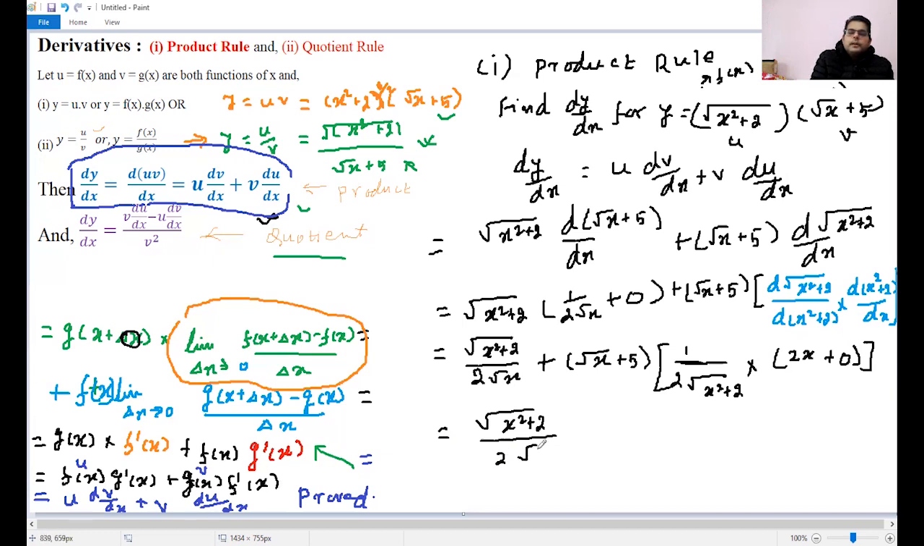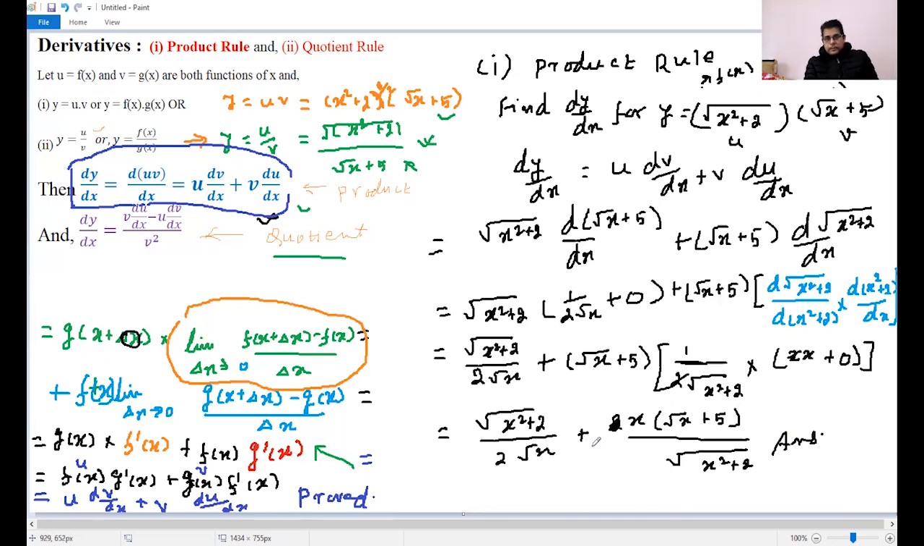This is 2 root x, and then plus, again you solve it, so it's going to be 2x times, upside it is root x plus 5, and I think you could cancel this 2 and 2 also, so we have only x here, and then divided by under root of x squared plus 2, and this is the answer. If you like, you can solve it further algebraically in order to check how the answers are expressed in your book. Otherwise, you can just leave your answer as it is.